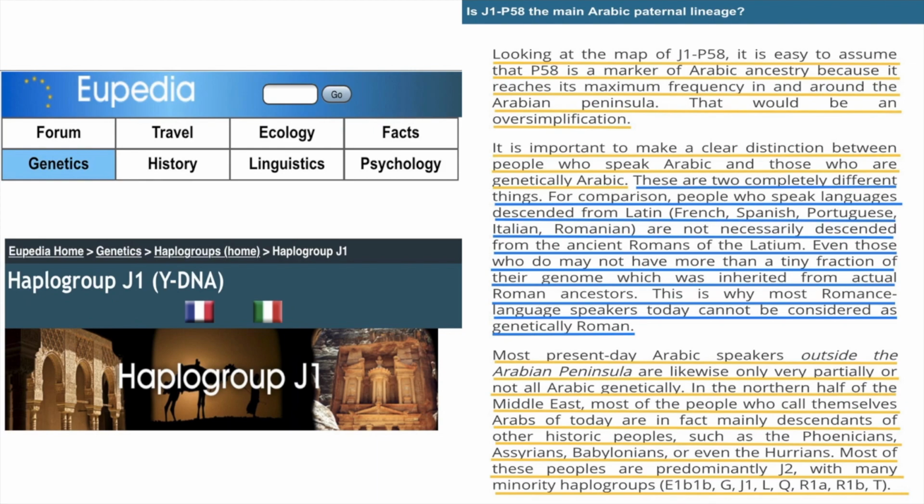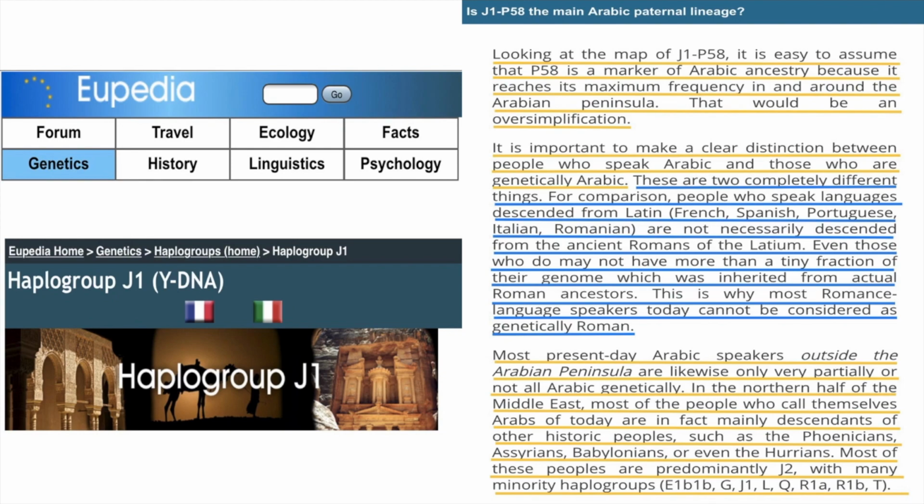For comparison, people who speak languages descended from Latin, such as French, Spanish, Portuguese, Italian, Romanian, are not necessarily descendants from the ancient Romans of the Latinium or Latium. Even those who do may not have more than a tiny fraction of their genome which was inherited from actual Roman ancestors. This is why most Romance language speakers today cannot be considered as genetically Roman. Most present-day Arabic speakers outside the Arabian Peninsula are likewise only very partially or not at all Arabic genetically.